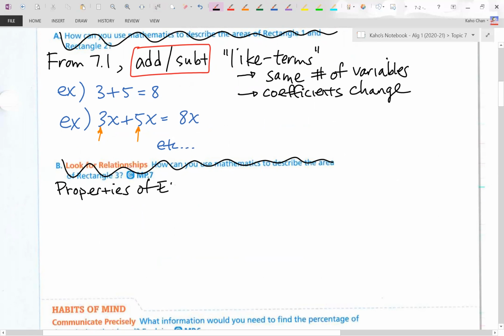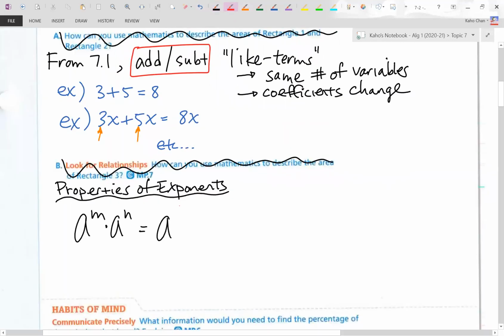In terms of multiplication of exponents, here's a quick overview of the properties of exponents. They are a to the m times a to the n. The rule is to add the exponents. As you recall, that is the rule when you're multiplying exponents. So this is a product of powers. This is what it's called.